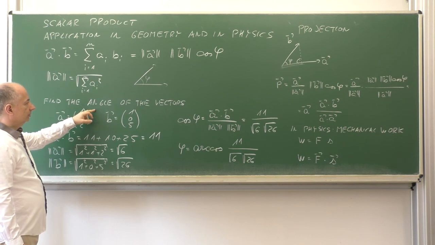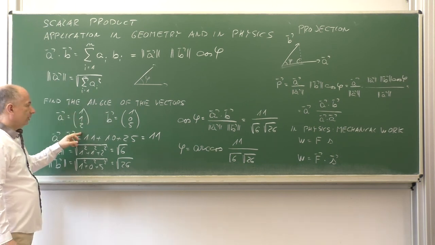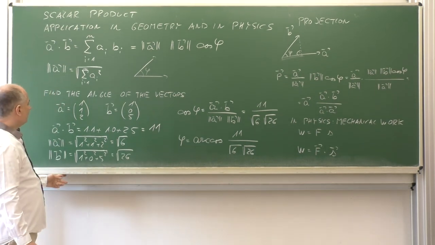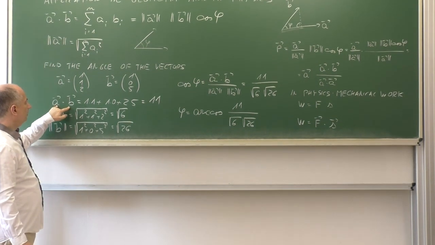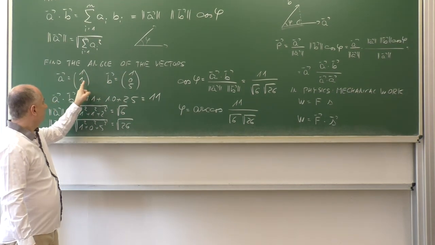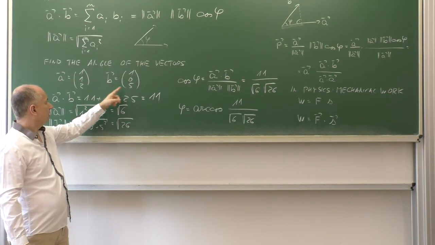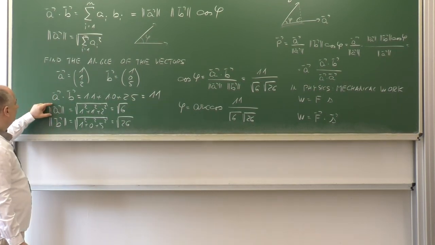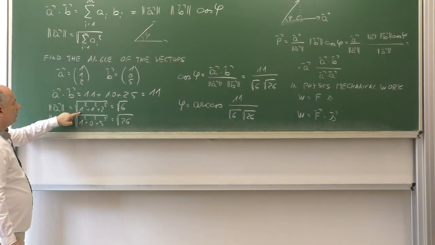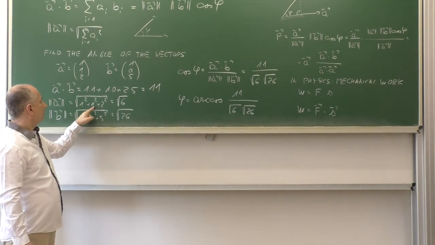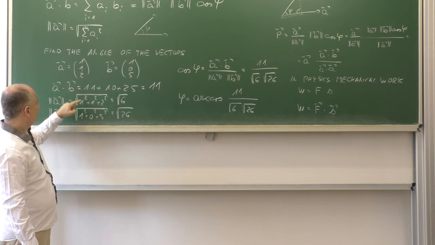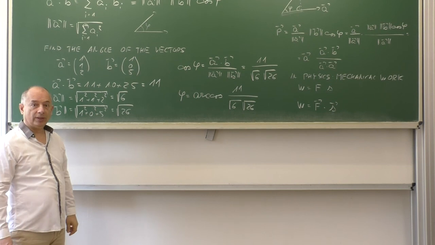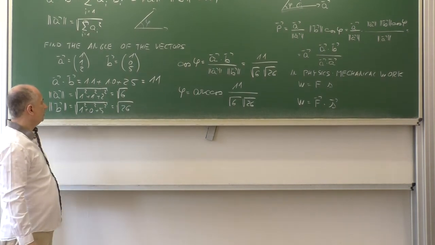Find the angle of the vectors A = (1, 1, 2) and B = (1, 0, 5). First, we compute the scalar product A dot B, which is 1 times 1 plus 1 times 0 plus 2 times 5, which gives 11. We also compute the norm of A, which is the square root of the sum of squares of the components 1, 1, 2: square them, sum them, and take the square root. The result is square root of 6.